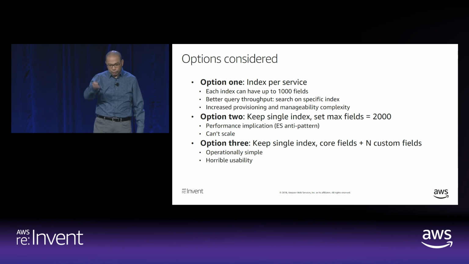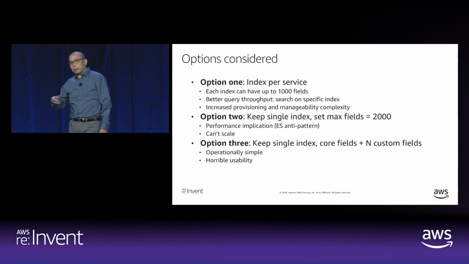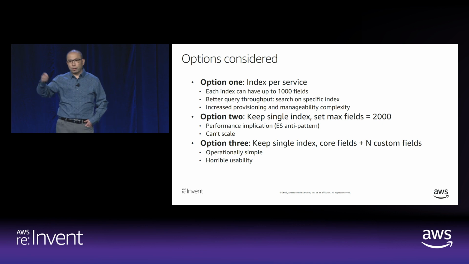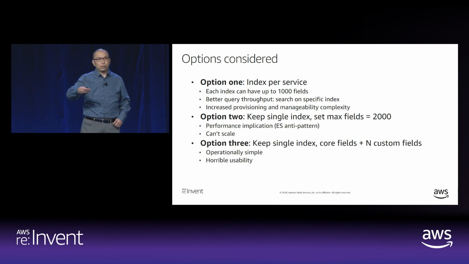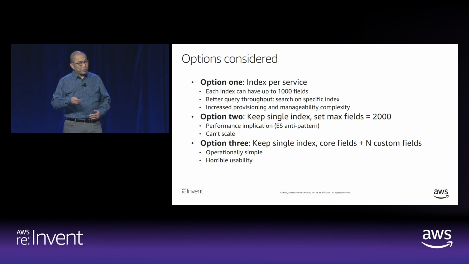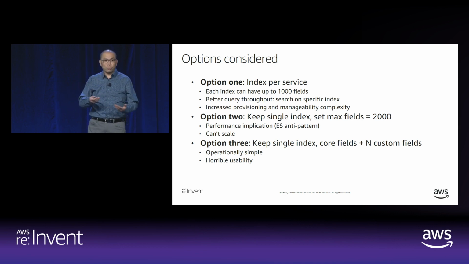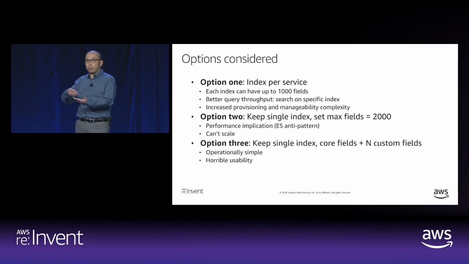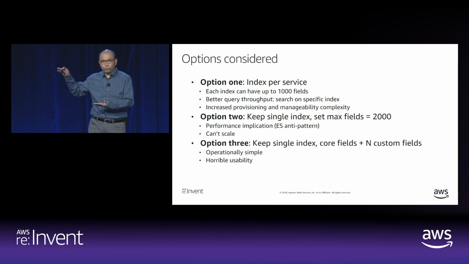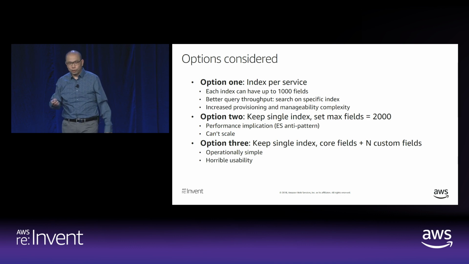Option three is, again, to keep a single index, but make it operationally friendly. For example, we define maybe 50 core fields, and then another 200 custom fields where you can do your own mapping. Operationally, it's definitely good, so we can pretty much control the blast radius, and it won't go beyond the limit. But at the same time, the usability sucks. How do you query on fields that are indirectly referred to like that? It won't work. No one will use the solution. So that's why we go for option number one.